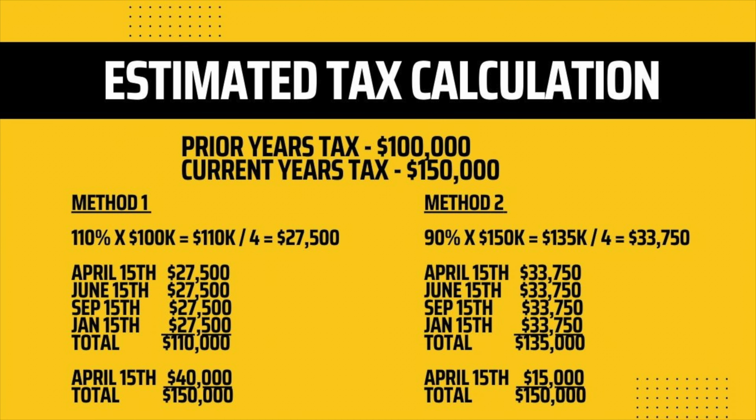of $110,000. Now on April 15th, you're going to owe the remainder of that tax liability of $40,000, so your total tax is going to equal $150,000.